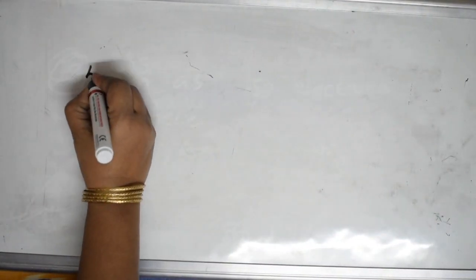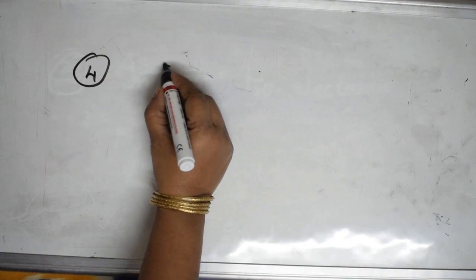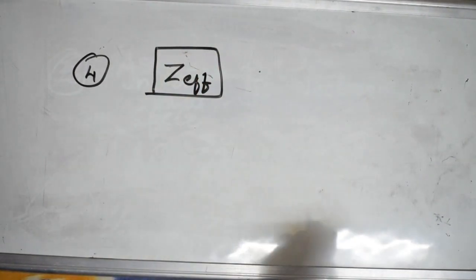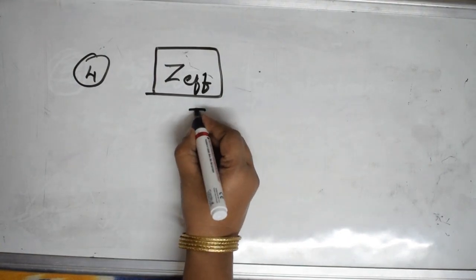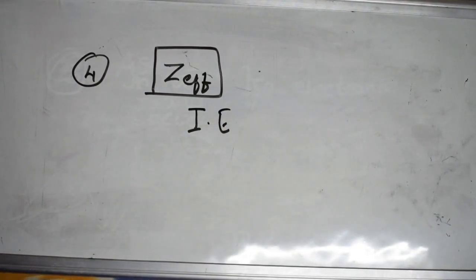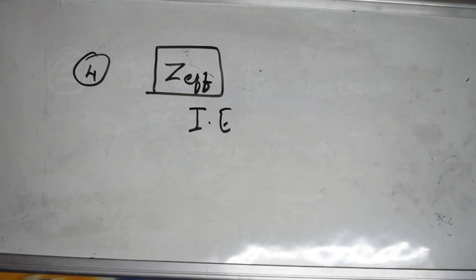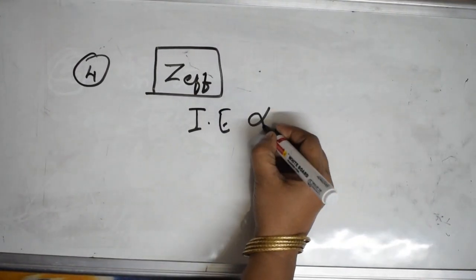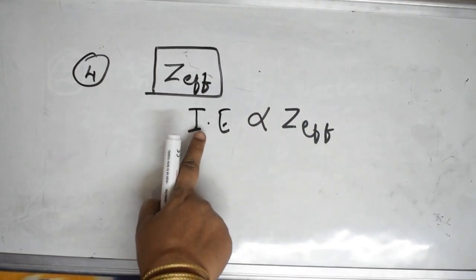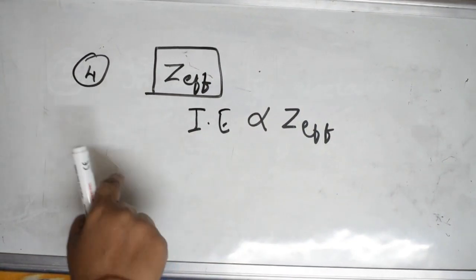So in the fourth trick, you need to remember now, if a question is given on Z effective, always remember ionization energy. IE means I.E. is nothing but ionization energy, isn't it, students? Yes. So the ionization energy is directly related to Z effective. If the Z effective increases, ionization energy will also be more, right?